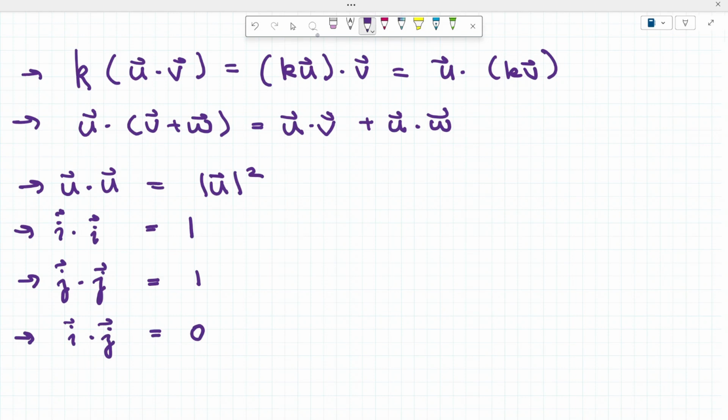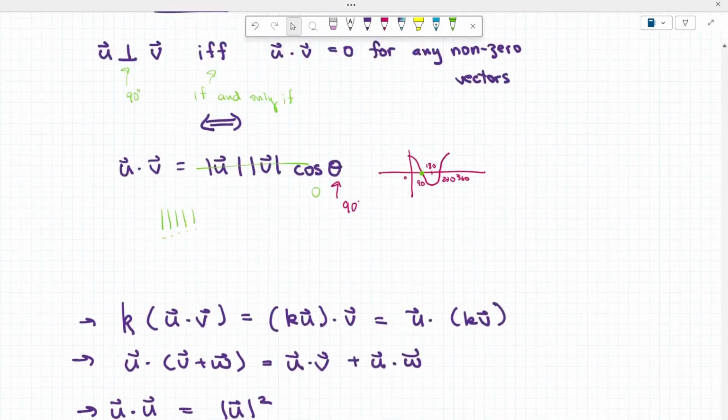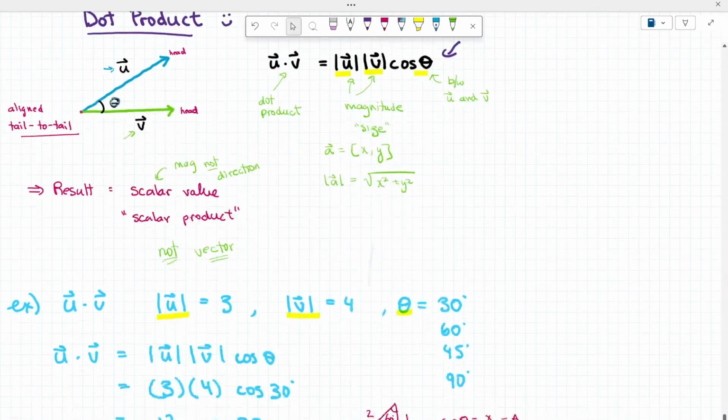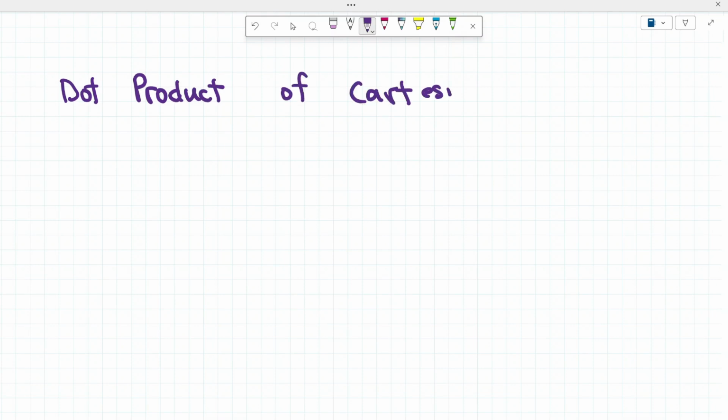Okay, so I'm going to show you one more formula. We have our main one up here, which we already talked about in black. And now we're going to look at one more, which you can use if you don't have an angle. So this is considered the dot product of Cartesian vectors. Again, you use this when you don't have an angle.